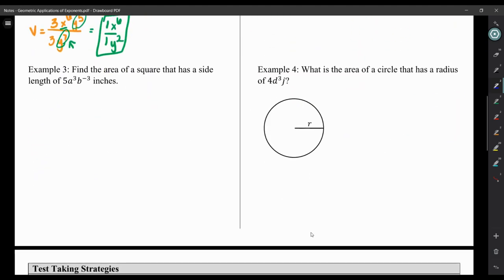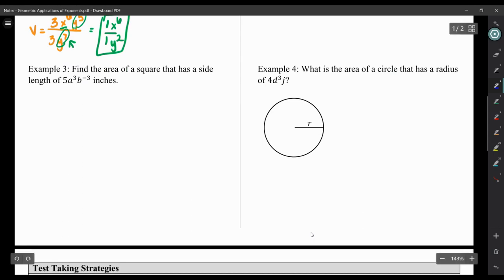Let's look at 3 and 4. For number 3, find the area of a square that has a side length of 5a to the third b to the negative 3 inches. Well, the area of a square is similar to area of a rectangle. It's still length times width. But the thing about a square is that all the sides are the same. So if it gives you one side length, you know them all. Well, this is the length and this is the width.